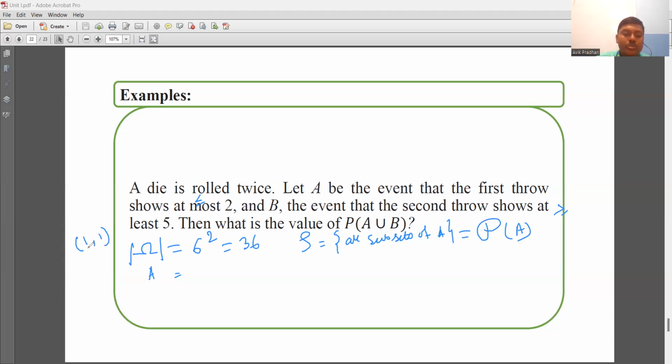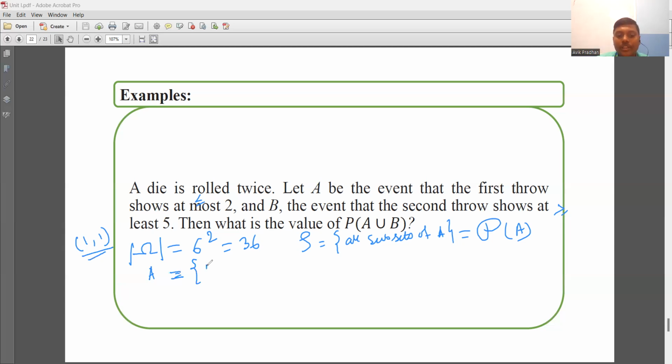So if both throws show 1, then I will have a pair, that is the first element of this sample space omega. So if I consider A as the event which contains all those pairs for which the first element of the pair is at most 2, that means it could be 1 or 2. So what are the favorable outcomes for this A?